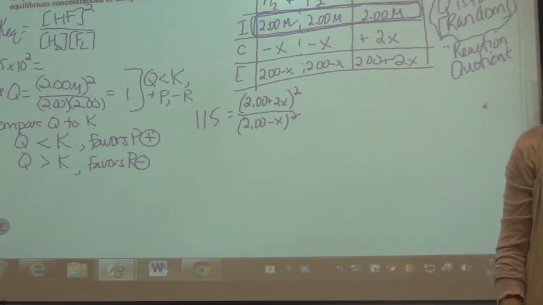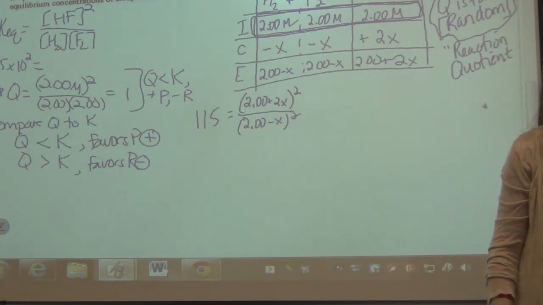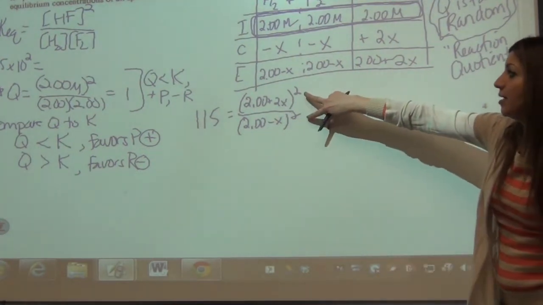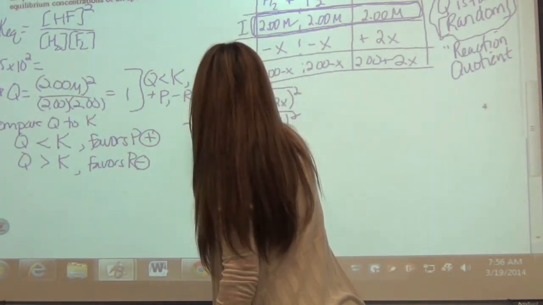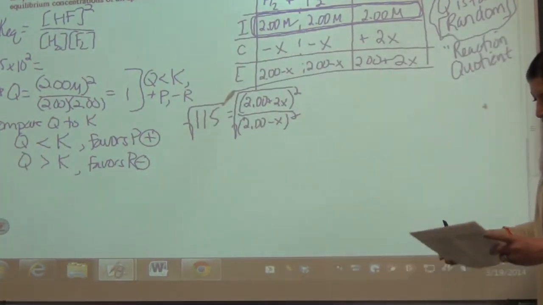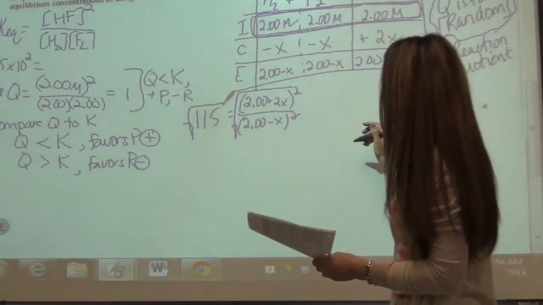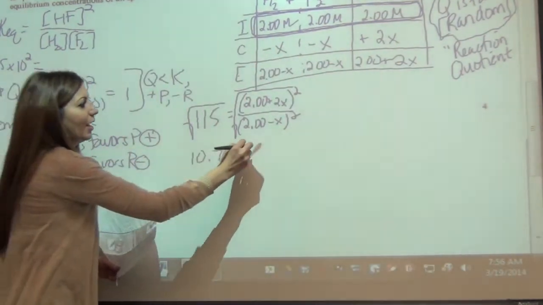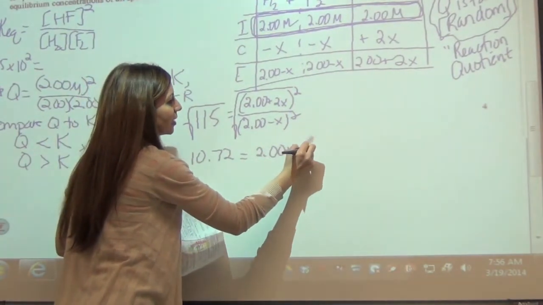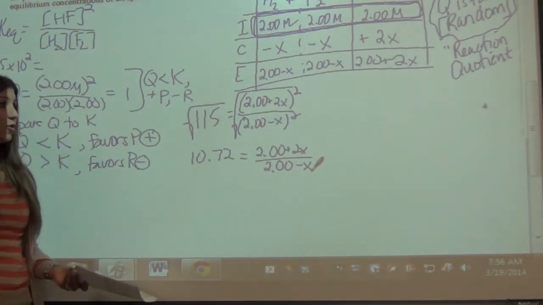What's the easiest way to simplify this? I do not want to start multiplying, foiling, distributing. I don't want to start doing that yet. Square root both sides. Perfect. Why can you square root both sides? Because you can get rid of the square there. If I square root this, then I have to square root that. So what I get is the square root of 115, which I have written down as 10.72, equal to 2 plus 2x over 2 minus x. That simplifies it quite a bit.